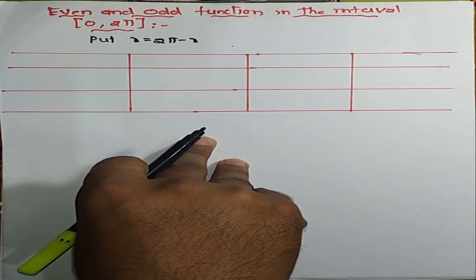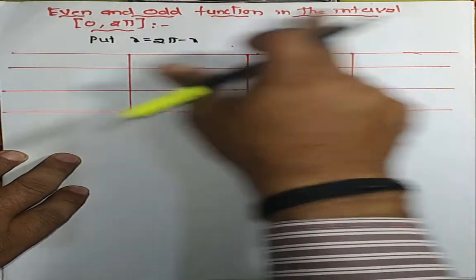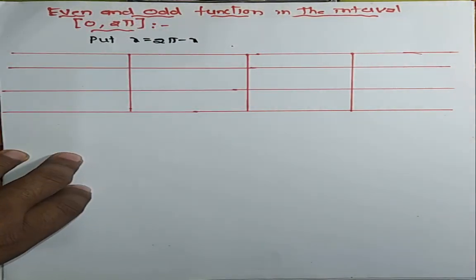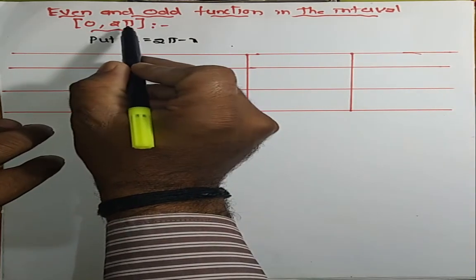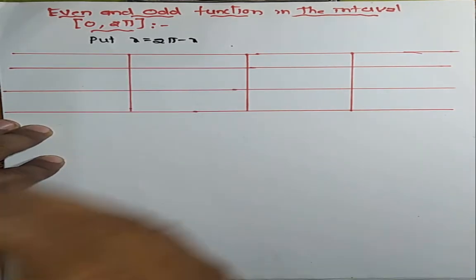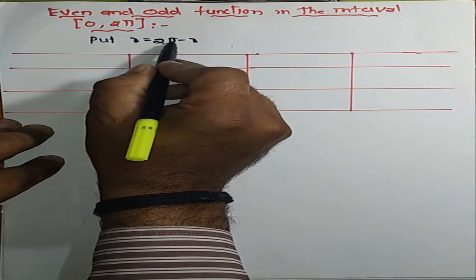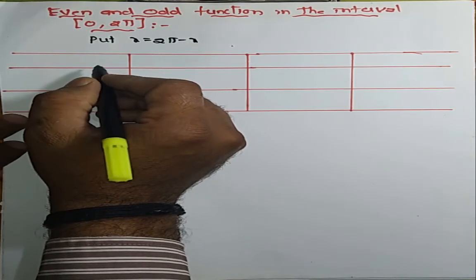So, in the last class, we discussed examples on odd and even functions in the interval minus pi to plus pi. In minus pi to plus pi, we solved examples by substituting x equal to minus x. Now, if the example has the interval 0 to 2 pi, we need to put x equal to 2 pi minus x.